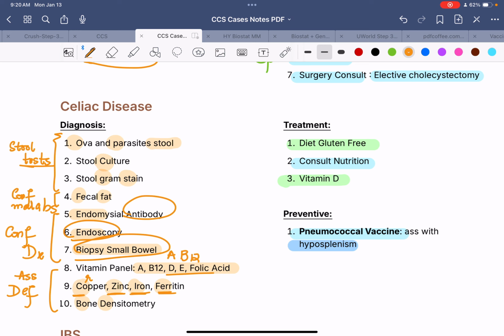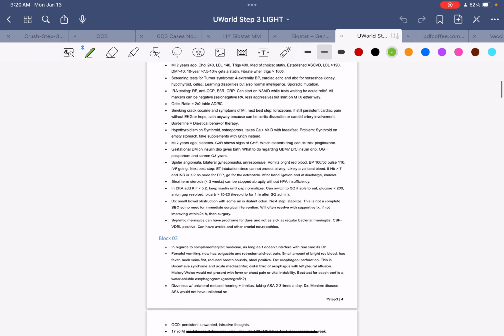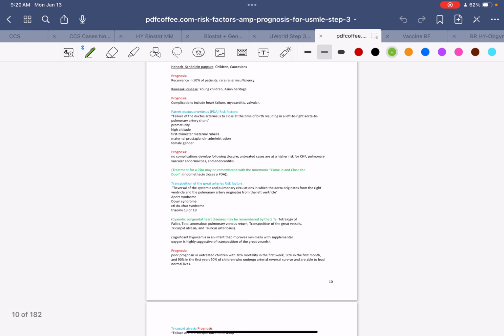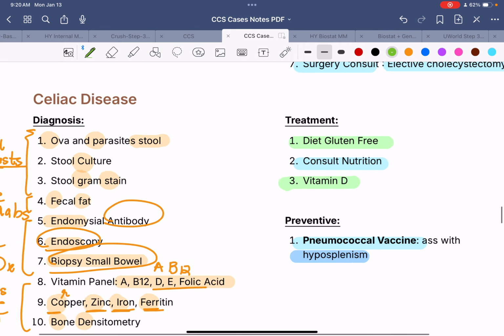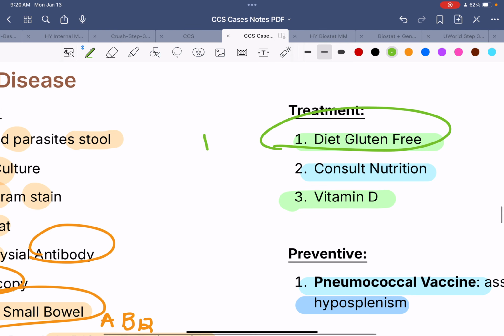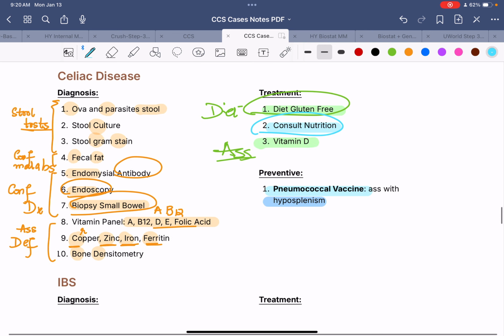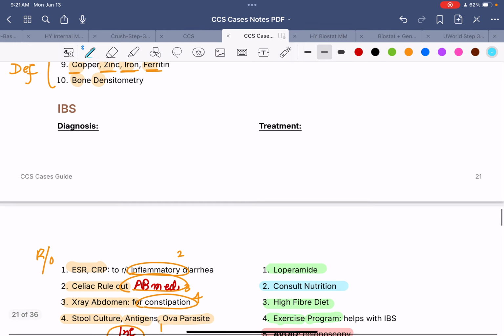And the treatment, you know that there is one specific treatment for celiac disease, and that is the diet. Once you eliminate the gluten, the patient is going to start getting better. And of course, any associated deficiencies such as vitamin D deficiency need to be treated, and the consultation for nutritionist is also important. And then for the prevention, since the patient might be having hypersplenism, you're going to give him pneumococcal vaccine.